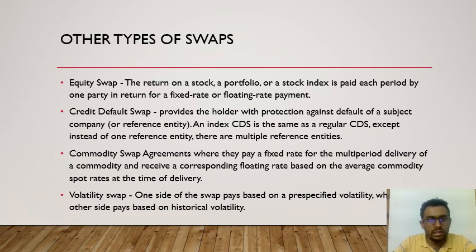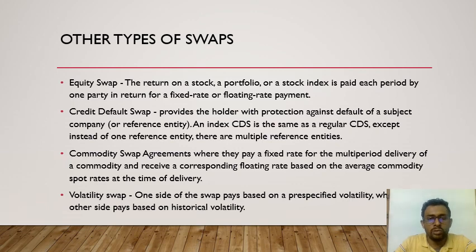So the next one is credit default swap. We'll be learning this in quite some detail. Many of you might already know this in detail. It provides the holder with protection against default of a subject company. So when the company on which this credit default swap is taken defaults, the seller will pay an amount to the buyer, and the buyer periodically pays an amount to the seller if it doesn't default. And an index CDS is the same as a regular CDS, except it is on an index.